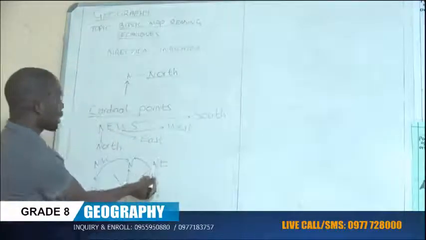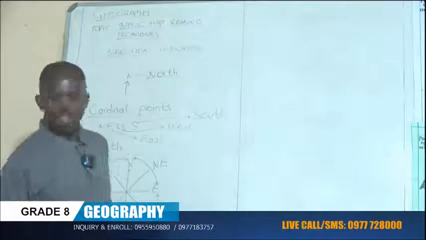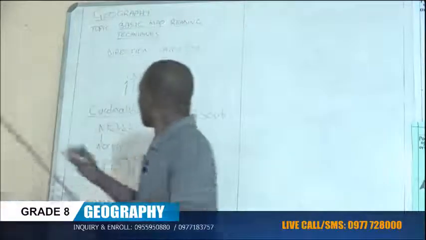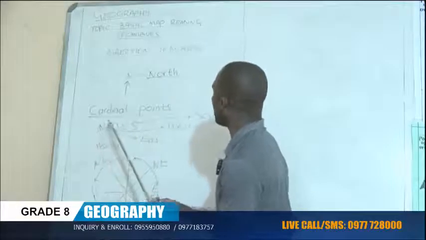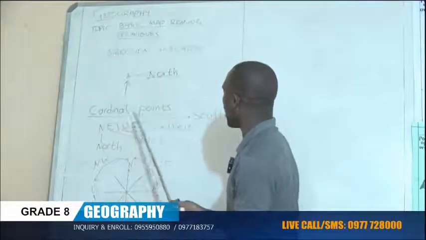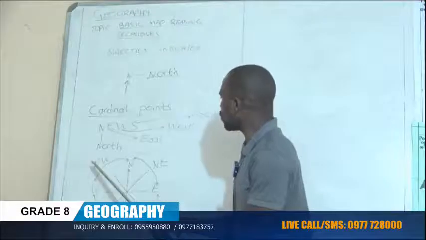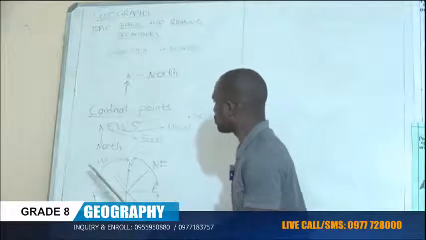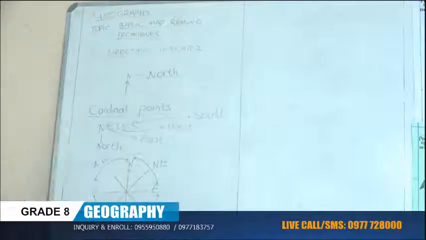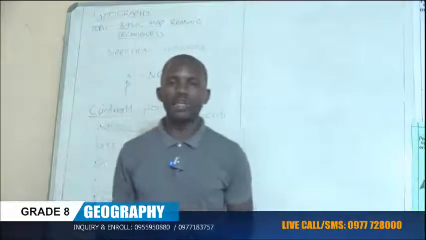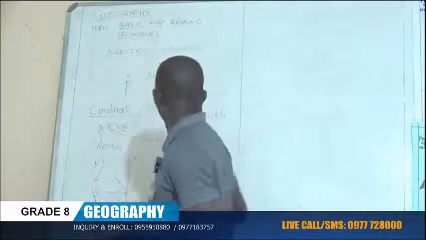So these are not cardinal points. The cardinal points are these four, which give us the word NEWS. So the north, the east, the west, and the south are the cardinal points. But these are not cardinal points. They are intercardinal points. They are between the cardinal points on the globe.